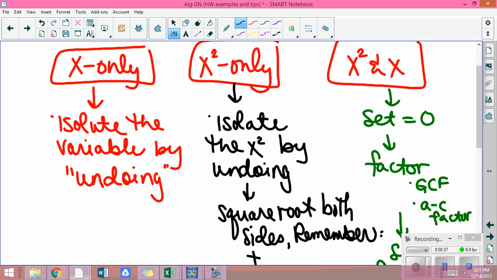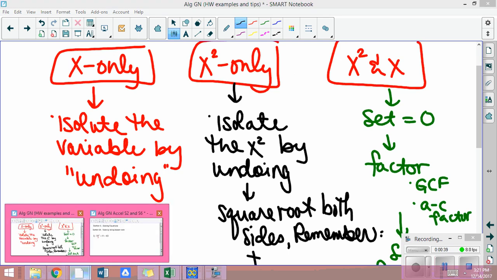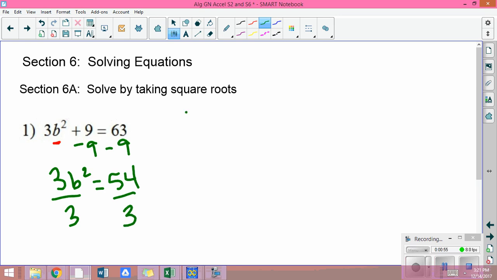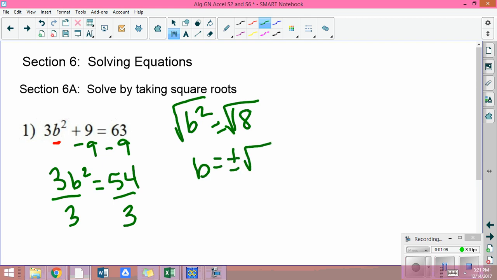So we're going to isolate the x squared by undoing. We're going to take the square root of both sides, and remember there's always a plus and minus that goes along with that. So the first thing, this is just simple undoing. Subtract 9 from both sides. So I have 3b squared is equal to 54. Divide by 3. We have b squared is equal to 18. We're going to take the square root of both sides. So we have b is equal to plus or minus the square root of 18.